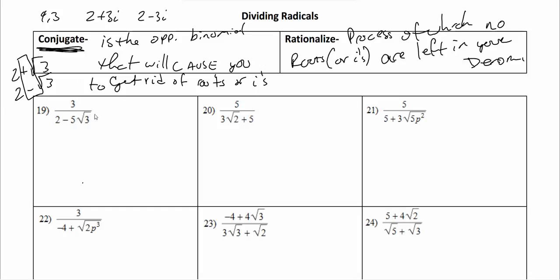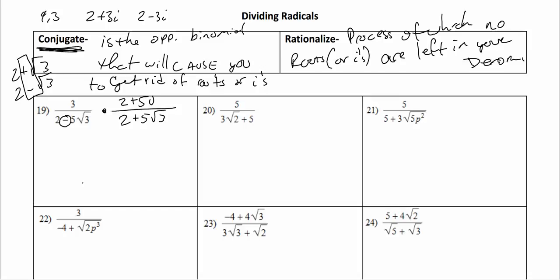So what I want to do is take this fraction and multiply it by its conjugate, top over bottom. So my denominator is 2 plus 5 root 3. And according to this little graphic here, all I do is change the plus to a minus or the minus to a plus. So this minus is going to change to a plus. That's the only difference, okay?